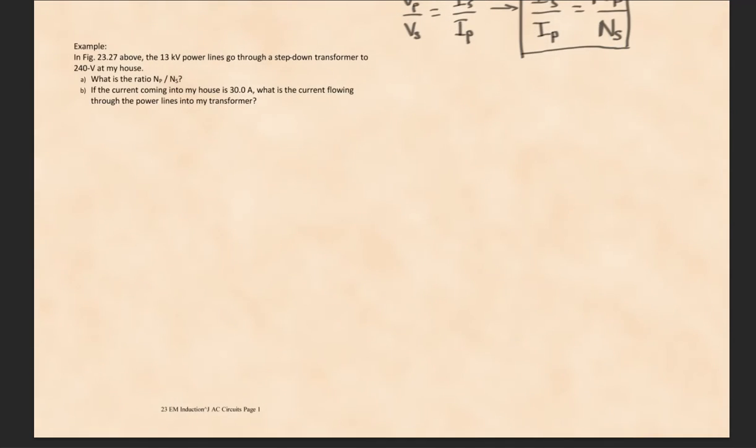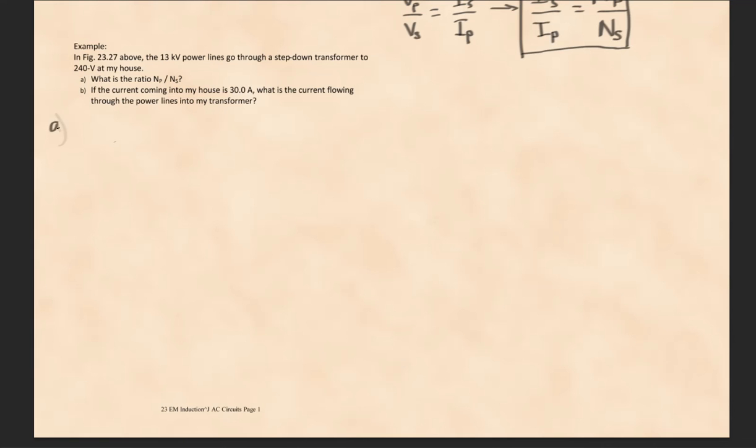In the picture at the top, we have 13 kilovolt power lines going through a step-down transformer to end up at 240 volts at my house. Question A, what is the ratio of the number of turns on the primary side to the number of turns on the secondary side of the transformer? Question B, if the current coming into my house is 30 amps, what is the current flowing through the power lines into my transformer? So let's draw a picture of this.